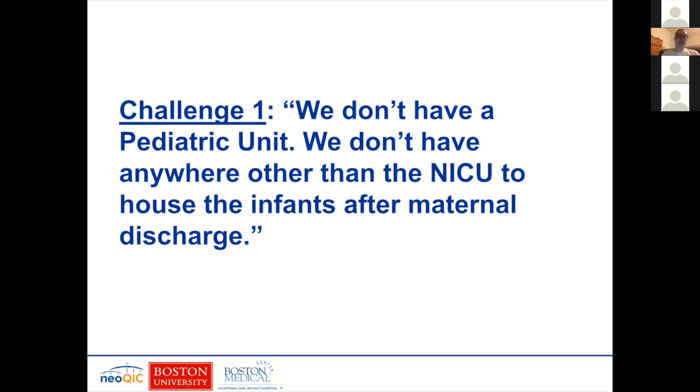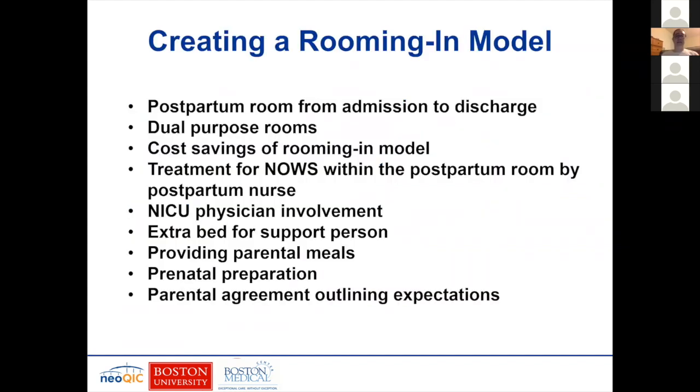So what do we do about this? I think some of the hospitals that I have collaborated with in the past have come up with some really creative solutions. The one that I would say has been the most successful is that some hospitals have been able to actually continue to care for these dyads within the postpartum unit.